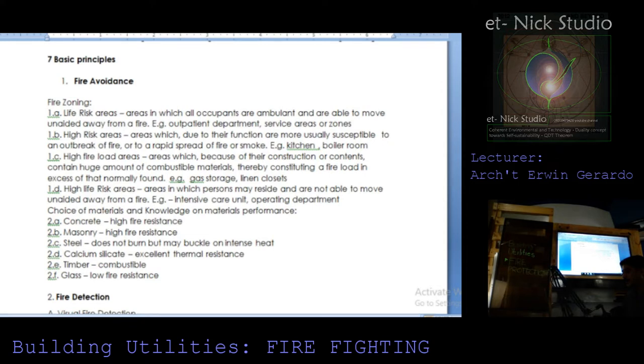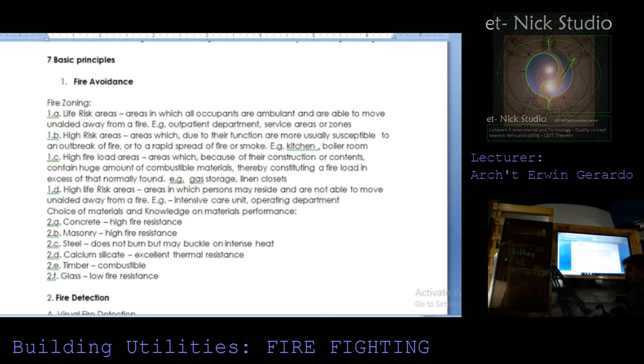Letter D, high risk life areas: areas in which persons may reside and are not able to move unaided away from a fire. Example, the intensive care unit in a hospital or the operating department.